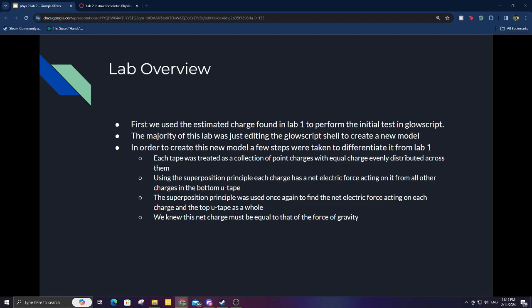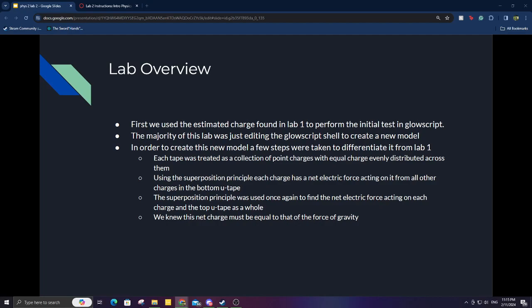This GlowScript model was an expansion from that in Lab 1. In Lab 1, we treated the tapes as point charges, while in this one, we treated them as lines of point charges all acting on each other. We used the superposition principle to first find the electric field, and then secondly, we found the force acting on each piece of tape. From there, we were able to find the net force on the tape, and this is how electric force is typically found when you're trying to find it for an object that isn't necessarily a point charge. You essentially divide it into infinitely small pieces, and then use the superposition principle to find how it is moving in the net force direction.